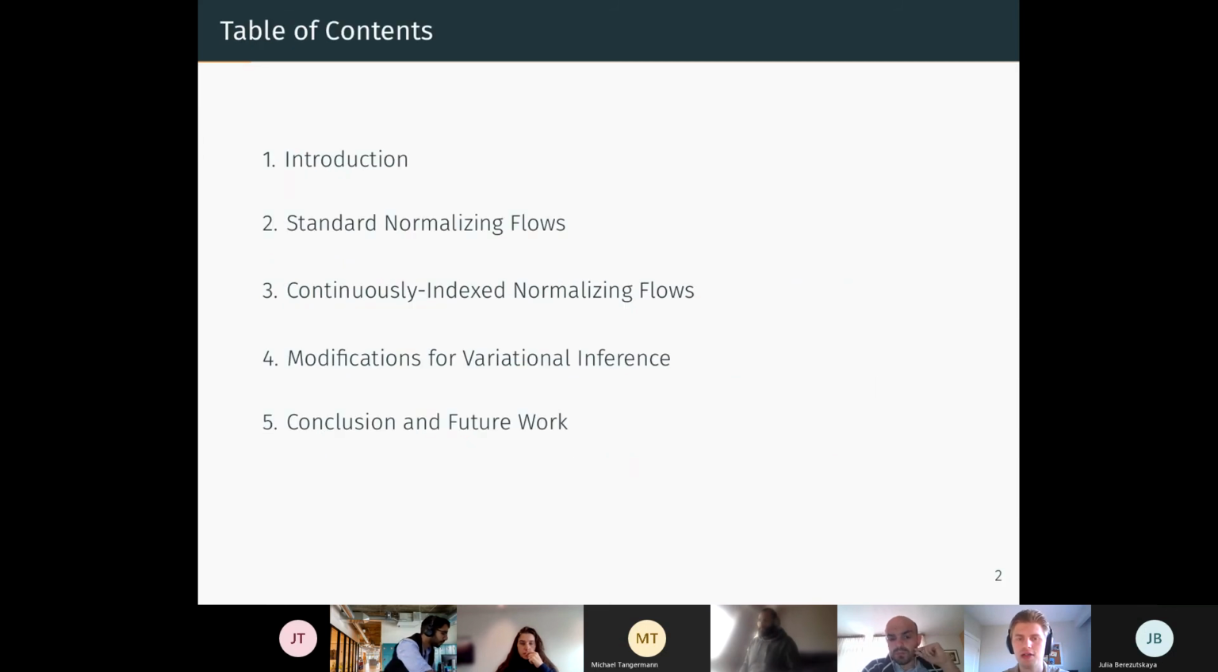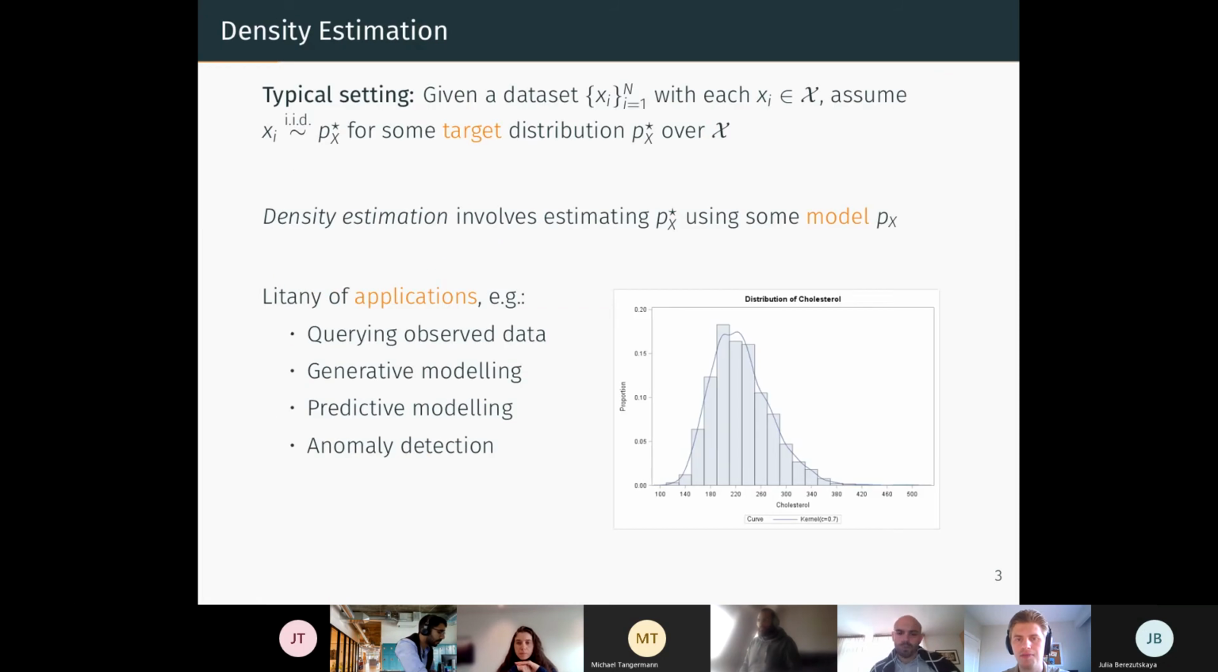Cool. So first I'll give some context. We're mostly concerned about the setting of density estimation here, although we will touch on variational inference as well. The typical density estimation setting is you have a data set where each point is coming from some data space. And we assume that each point is sampled independently from some target distribution over this space. So density estimation is the problem of using some model, we'll call P of X, to estimate this target P star of X.